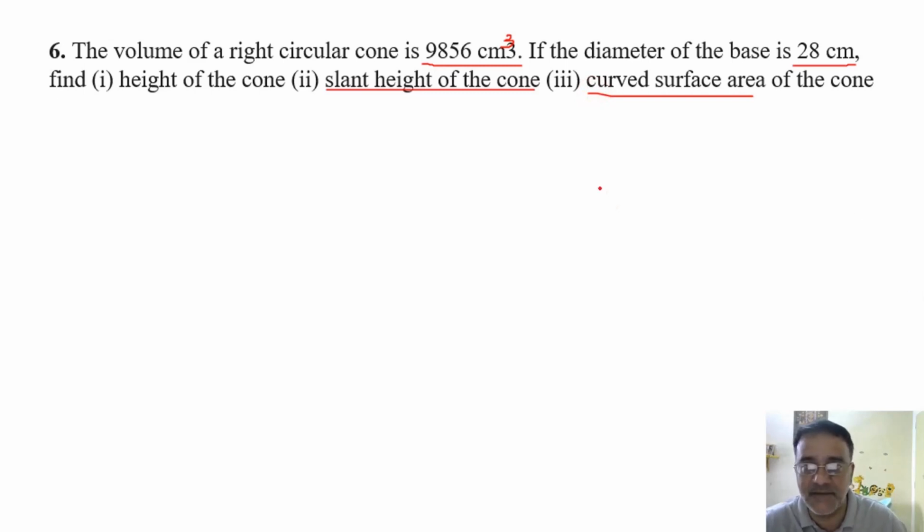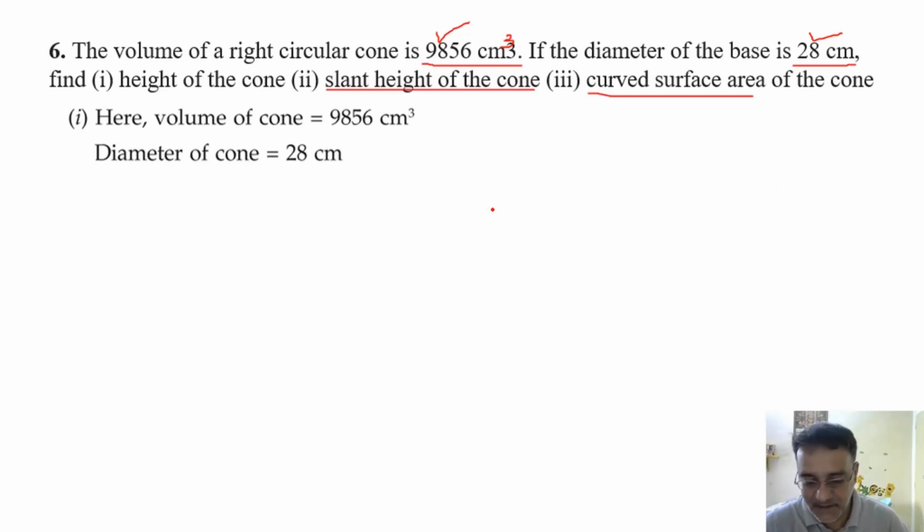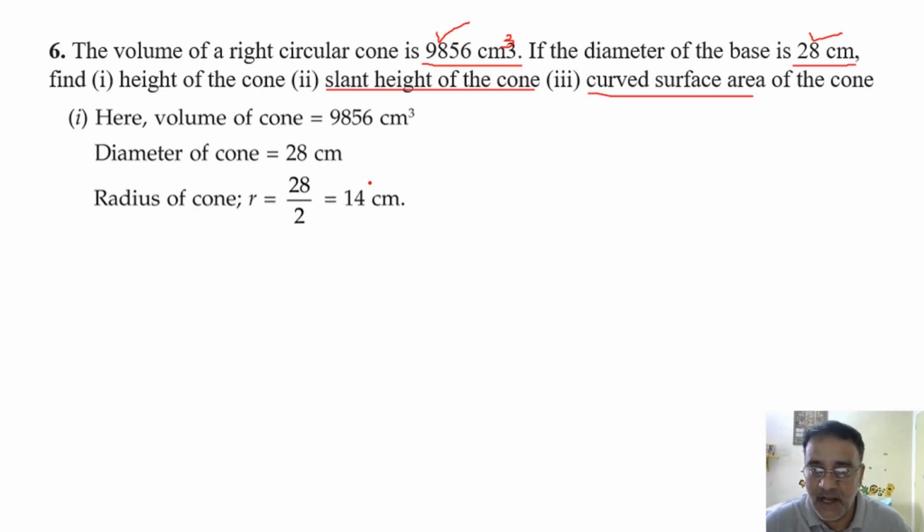So let us start with the given. What is given? That volume of the right circular cone is 9856 centimeter cube. And what is the diameter given? 28. So radius कितना हो जाएगा? What will be the radius? 28 by 2. 14. Okay, 14 centimeter. So height we have to find. So let the height be h. And what is the formula of volume of cone? 1 by 3 pi r square h. Right, 1 upon 3 pi r square h.